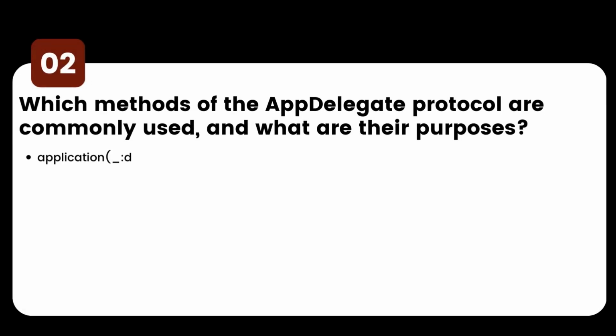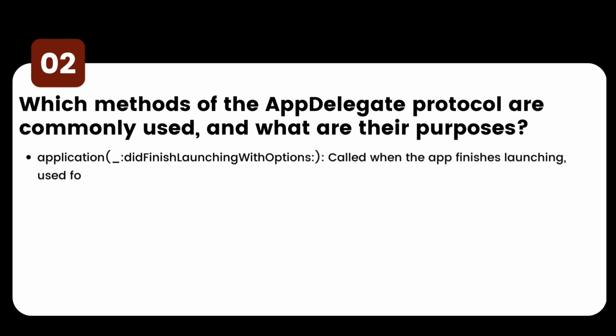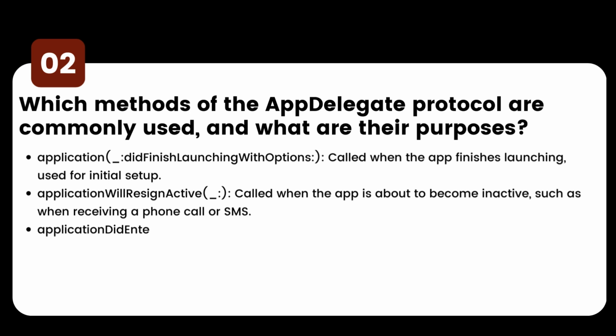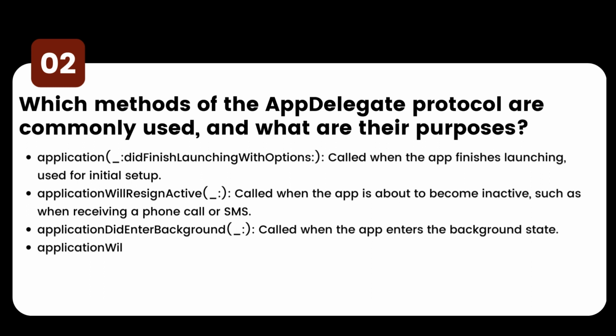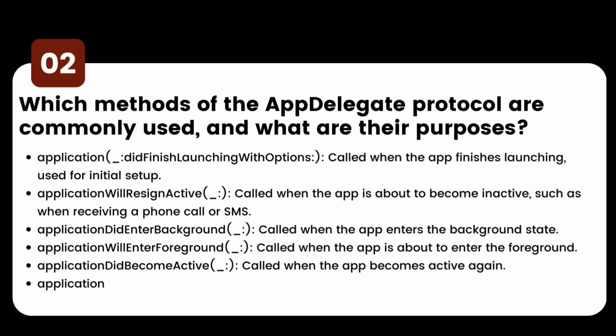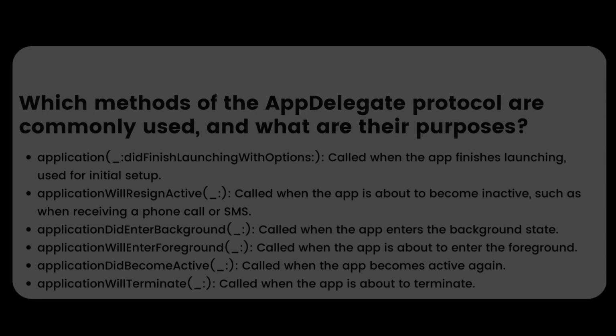Next, which methods of the app delegate protocol are commonly used and what are their purposes? applicationDidFinishLaunchingWithOptions is called when the app finishes launching, used for initial setup. applicationWillResignActive is called when the app is about to become inactive, such as when receiving a phone call or SMS. applicationDidEnterBackground is called when the app enters the background state. applicationWillEnterForeground is called when the app is about to enter the foreground. applicationDidBecomeActive is called when the app becomes active again. applicationWillTerminate is called when the app is about to terminate.